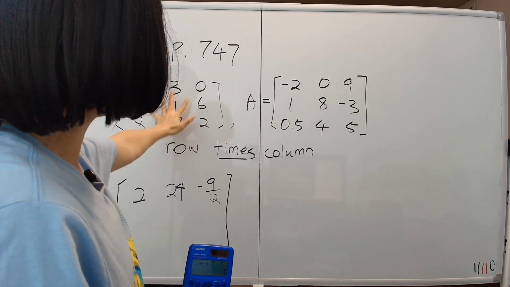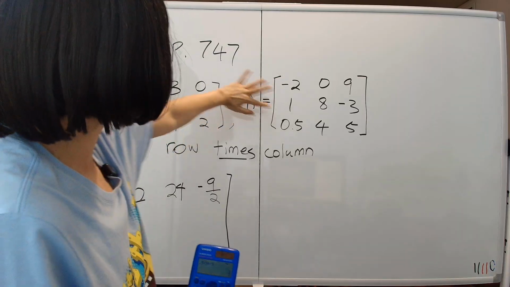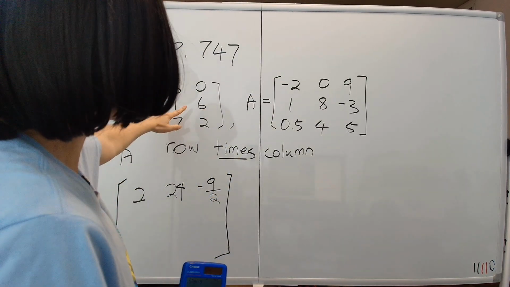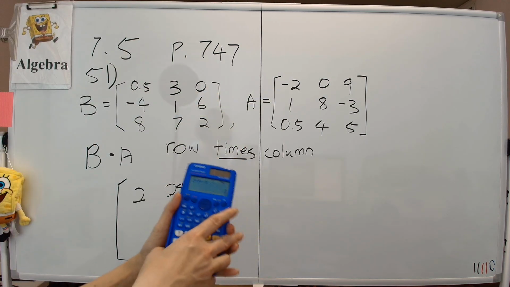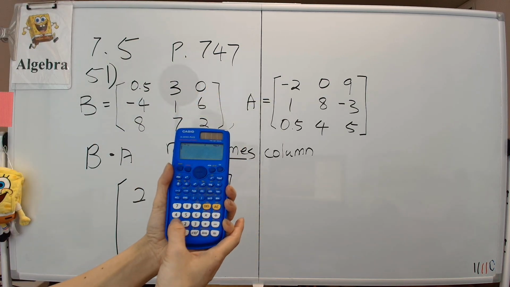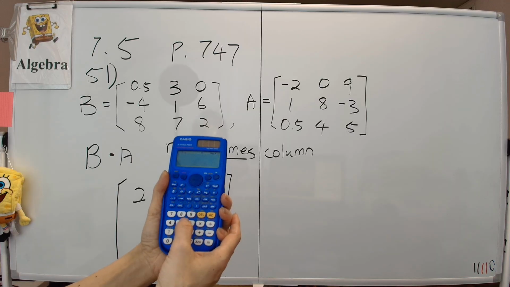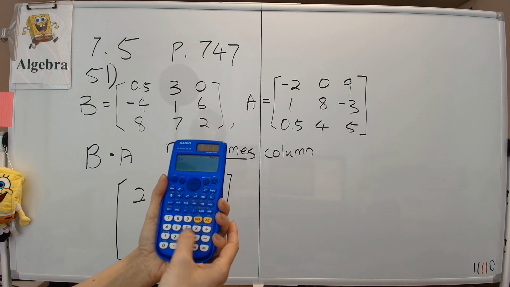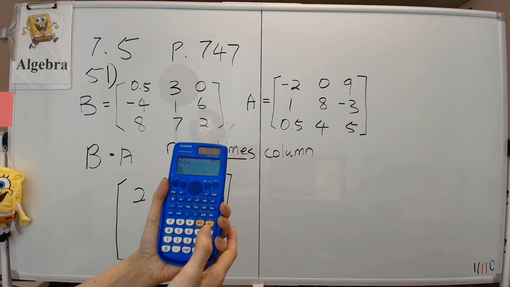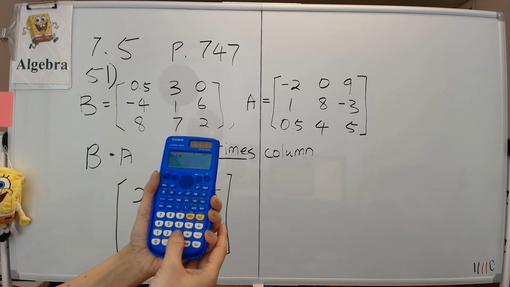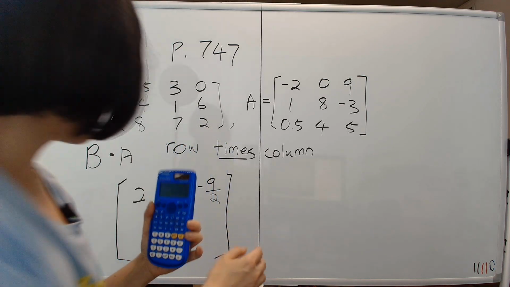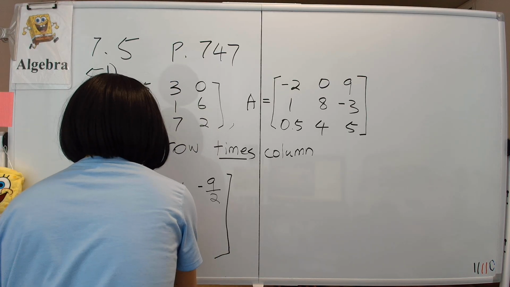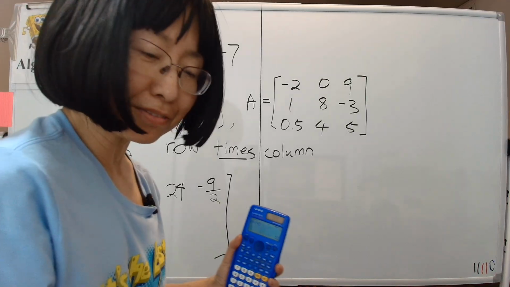So the second row, 3 things. Second row times first column, the answer will be in the second row, first column position. So minus 4 will be multiplied by minus 2. So that's positive 8. And then 1 times 1, okay, that's 1. And then 6 times 0.5, that's 3. So that gives us 12. So I'll write down 12. Okay, now we are 4 down, 5 to go.